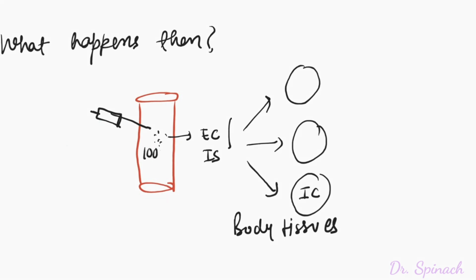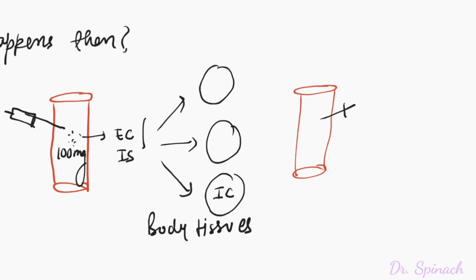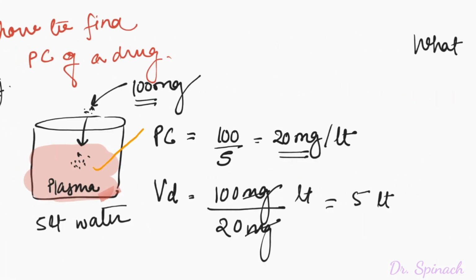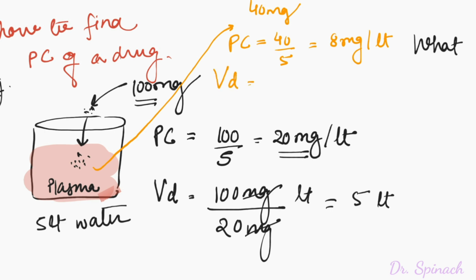Assuming that we gave 100 mg of a drug, after all this, we withdrew the blood and checked the concentration of free drug in the plasma, which came out to be 40 mg. That means 60 mg of the total drug is distributed into the tissues and only 40 mg of the drug is available in the plasma. Henceforth, the plasma concentration in this case would be 40 divided by 5, that is 8 mg per liter. And the volume of distribution will be total drug administered, that is 100 mg, upon the plasma concentration, that is 8 mg per liter. That turns out to be 12.5 liters.